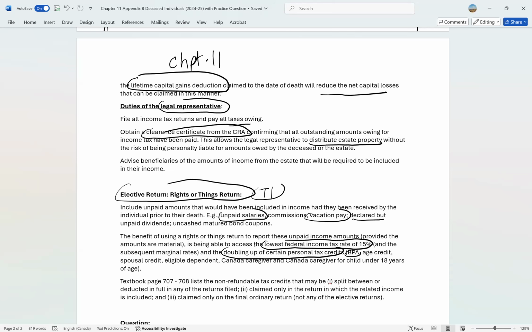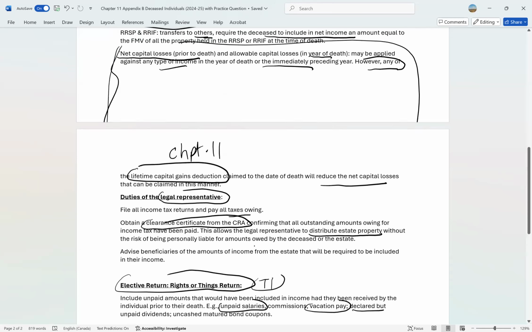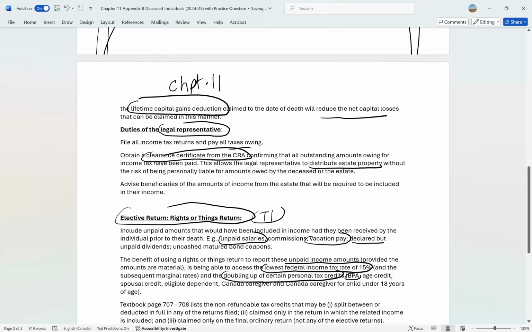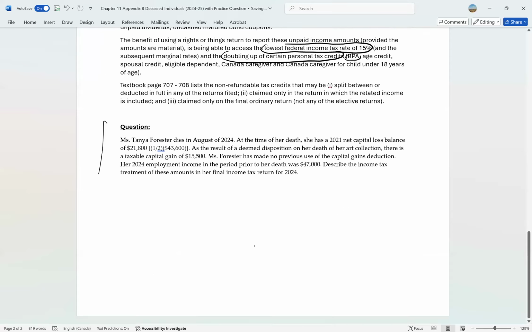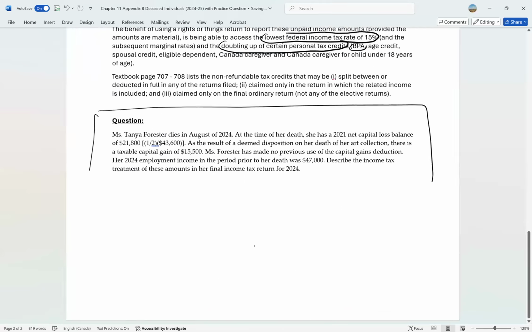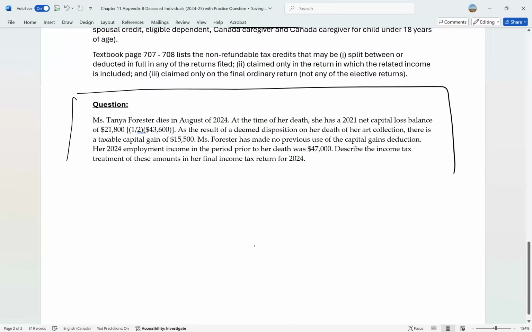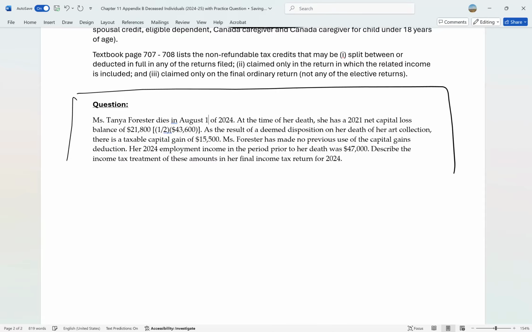The one thing I want to do in a little bit more detail, though, is the concept of using up your net capital losses in the year of death. We're just going to look at this example here. Generally, net capital losses can only be used against taxable capital gains. So Tanya dies in August of 2024. Let's actually put a date here. Let's say August 15th.